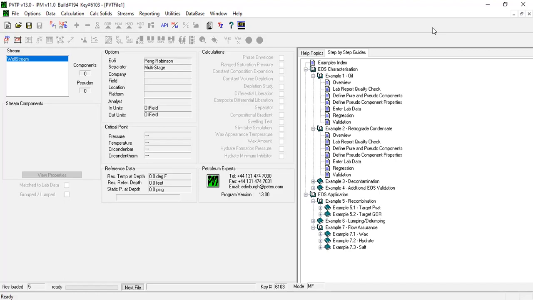Maybe you can name several other software, but at least for me, it is one of the most useful. So in this video, we will construct a PVT model, a compositional model. And we will take the material from the PVTP itself. Here, as you can see, we have several tabs: file, options, data, calculation.